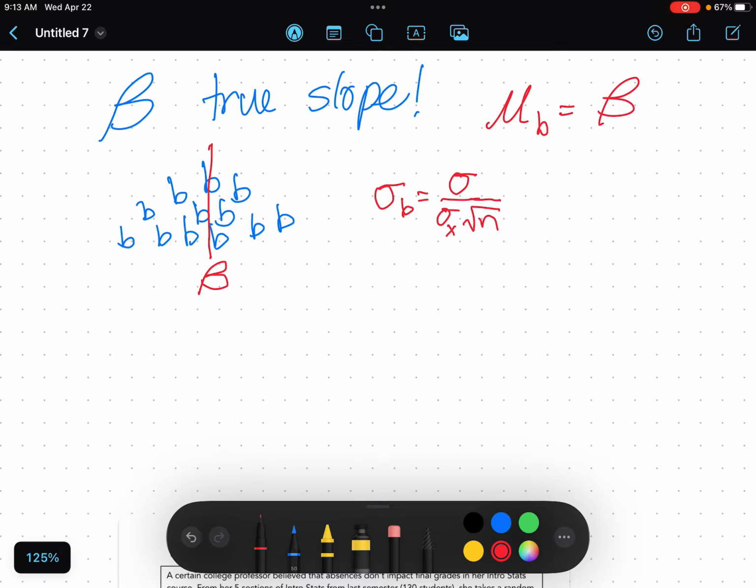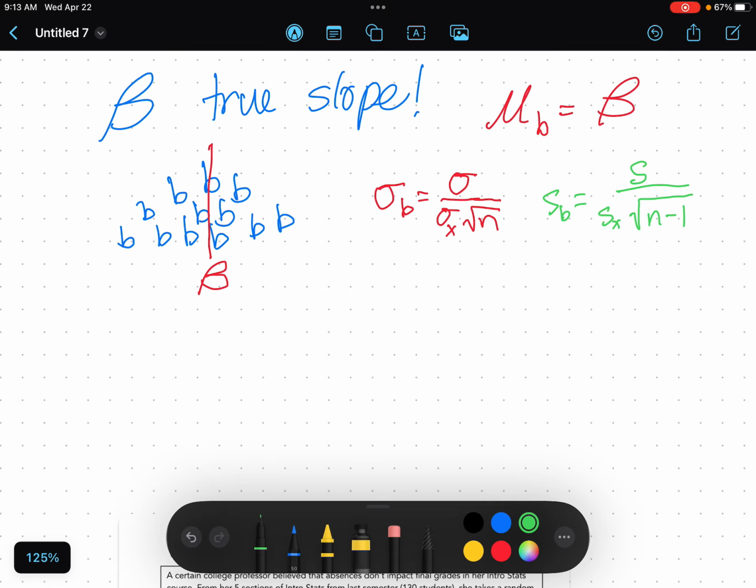That's really cute. But we're never going to know the actual sigma, right? So the standard error that we would be using is, oh, I'm so sorry, I should not write that as sigma because it's a statistic. The standard deviation of the slopes, or the standard error of the slopes, is s over sx, the sample standard deviation of the x values, times the square root of n minus 1.